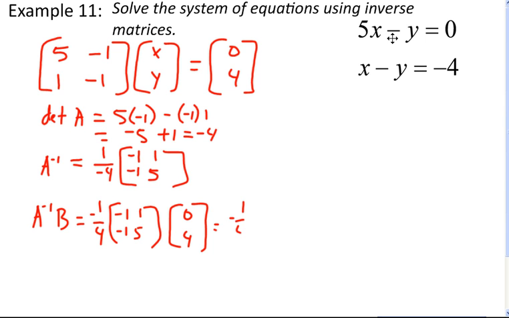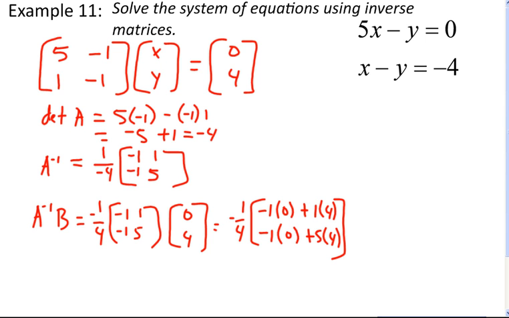So you have negative 1/4. Make sure you have the negative 1/4 still out there. I know I forgot to do it last time. And we're going to multiply negative 1 times 0 plus 1 times 4, negative 1 times 0 plus 5 times 4. You get negative 1/4 times 0, 4. So we get 4. We get 0 plus 20.